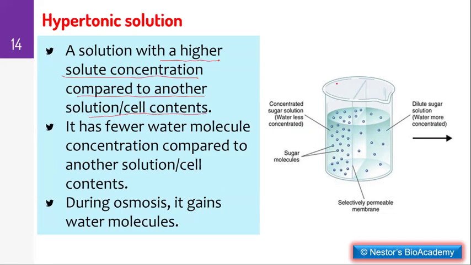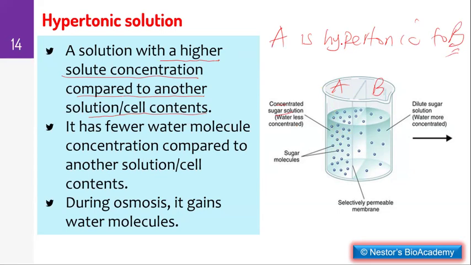So if we look at these two illustrations, we have these two solutions: the concentrated sugar solution and the dilute sugar solution. Let's go back to the definition. A solution with a higher solute concentration compared to another. If you look at the two solutions, solution A has got a greater solute concentration compared to B. And therefore, we will say that solution A is hypertonic to B. Solution A is hypertonic to B.